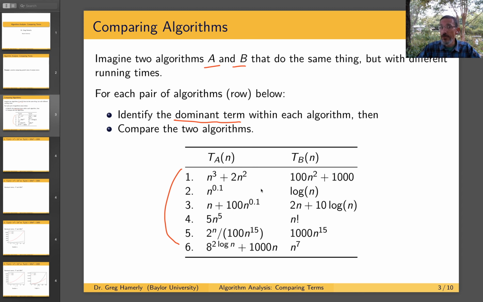So I would encourage you to pause the video at this point and work through these examples yourself before we go through the answers, okay? So go ahead and pause the video and try to compare each of these across A and B. All right, I'm assuming you're done with that now.